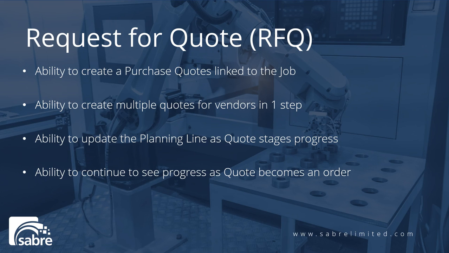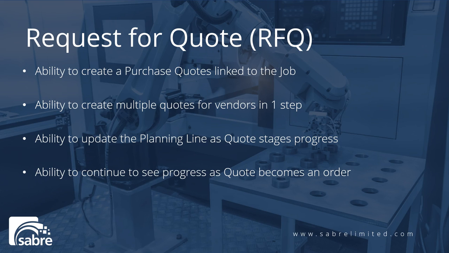We have the ability to update the planning line as the quote stages progress. If you've seen other Sabre ETO videos, you'll notice that on the line there is something called the disposition status, which can let other planners and designers know exactly how the demand is going to be met for this line. So as it's in the purchase quote stage, you'd see RFQ in the disposition status, but without having to manually do any updates to this field, if you progress that quote to an order, we'll see the status update to purchase and so on.